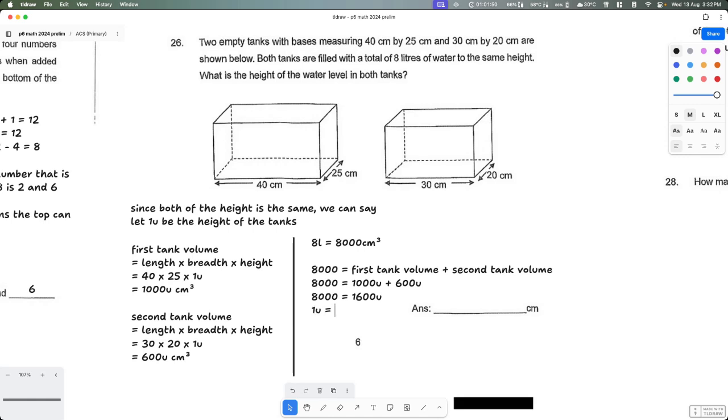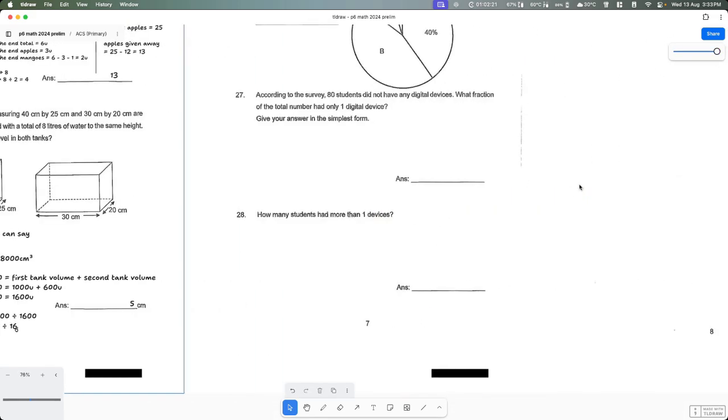So 1u is equal to 8000 divided by 1600. Basically this becomes 80 divided by 16, and I think you know the answer, 5. So the answer to this question is 5 centimeter. All right, that's it. Let's move on to the next question.